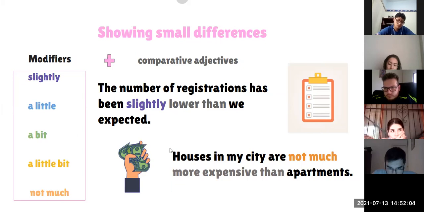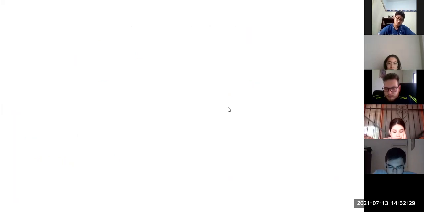Solo que aquí tenemos diferentes alternativas para utilizar. Any other idea? Maybe, yes? My house is a bit smaller than my grandparents' house. My grandparents' house. Very good. Okay, this is to show small differences. Let's go to the big differences.